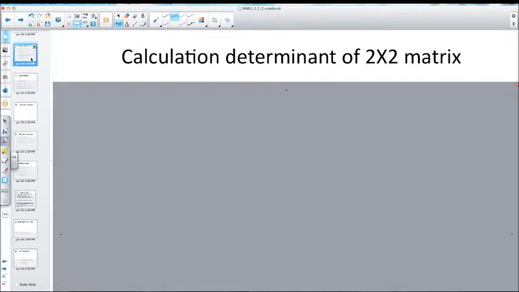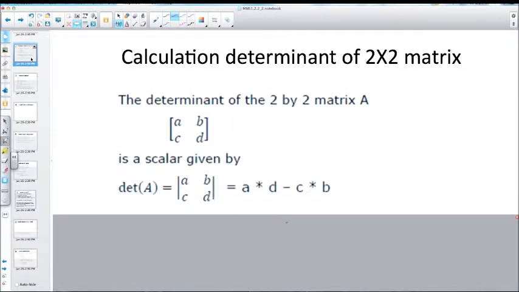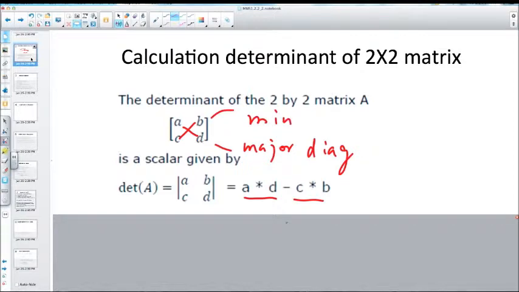Now, how do we calculate the determinant? That's pretty simple. If it's 2 by 2, all we need is AD, A times D, that's the major diagonal, minus BC, the minor diagonal. That's called the major diagonal. And this is the minor. And subtract.